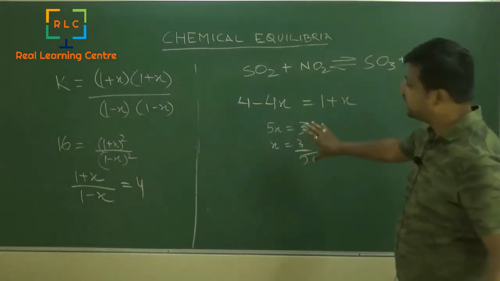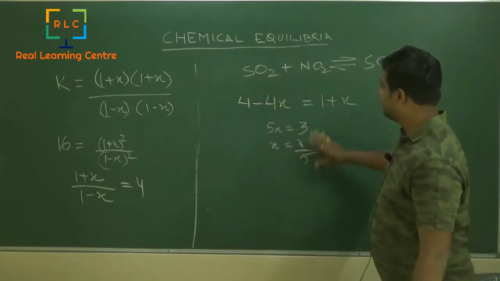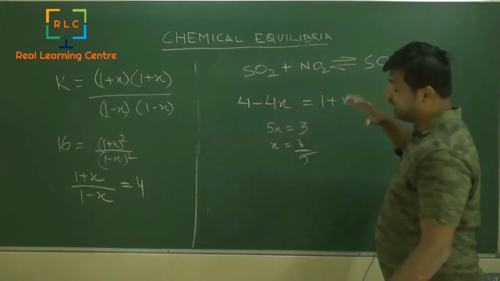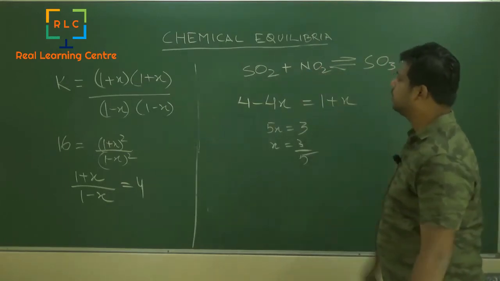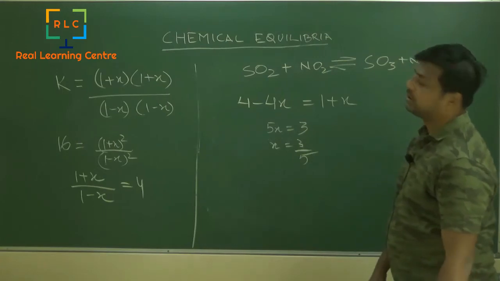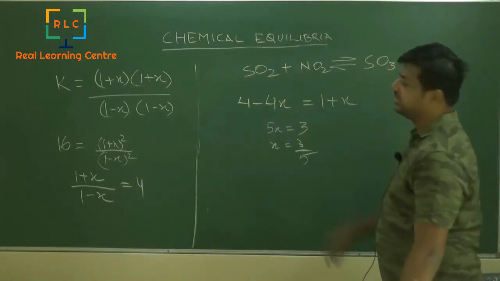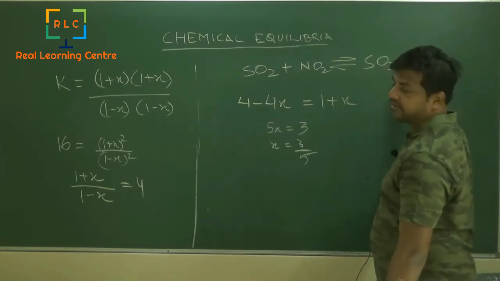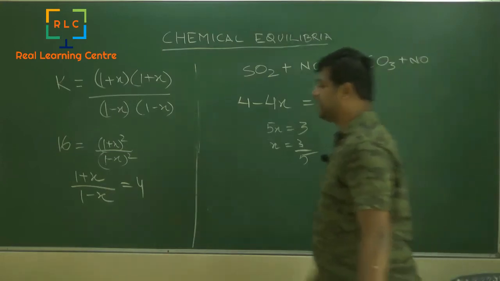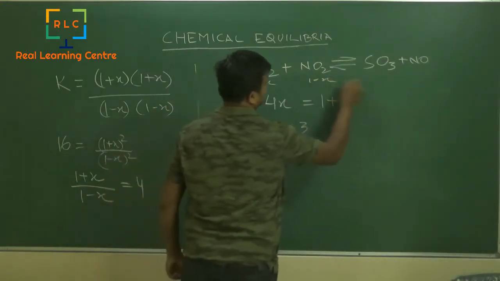That means 3 by 5 mole of SO2 will be used up. 3 by 5 mole of NO2 will be used up. Sorry, liter. We are talking in terms of liter. So 3 by 5 liters of SO2 will be used up. 3 by 5 liter of NO2 would be used up. And what will be formed is 3 by 5 liters of this and 3 by 5 liters of this. So final concentration, as we figured out, was this.